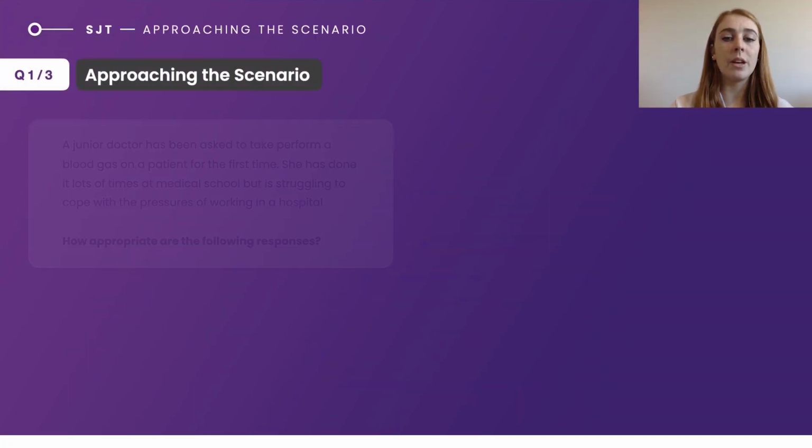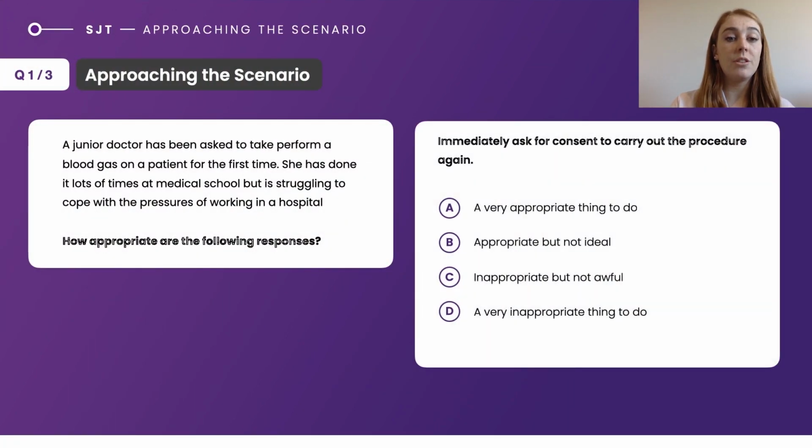So looking at this scenario again, a junior doctor has been asked to perform a blood gas on a patient for the first time. She's done it lots of times at medical school, but is struggling to cope with the pressures of working in a hospital. And in this scenario, she's failed to do the procedure the first time. How appropriate are the following responses? So this response here we have is immediately ask for consent to carry out the procedure again.